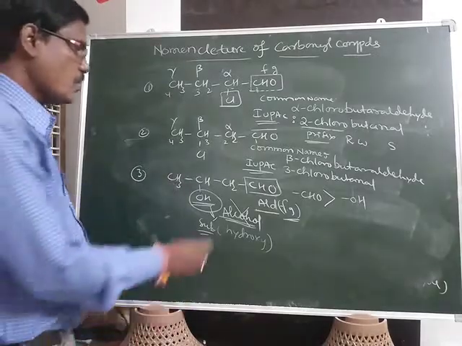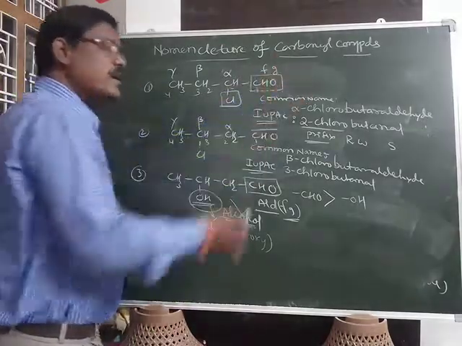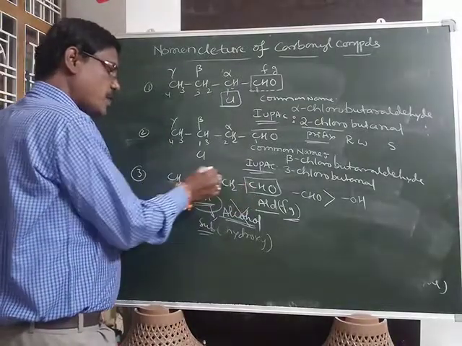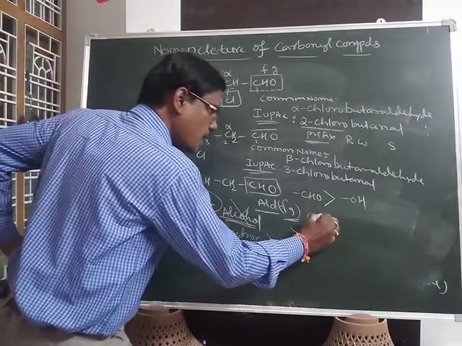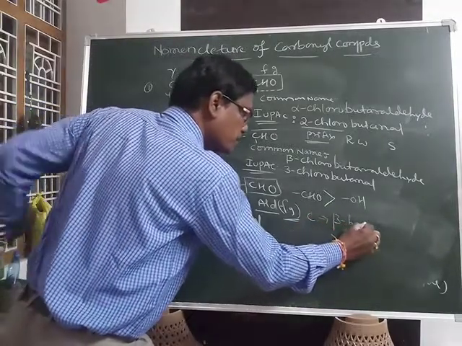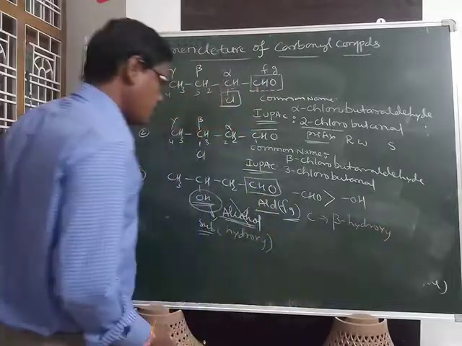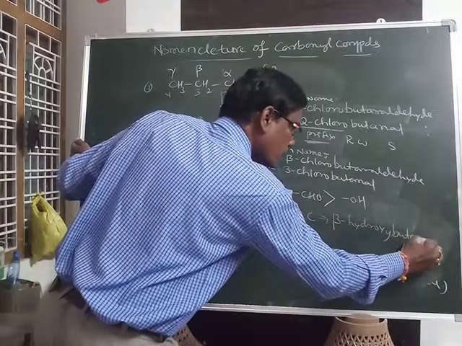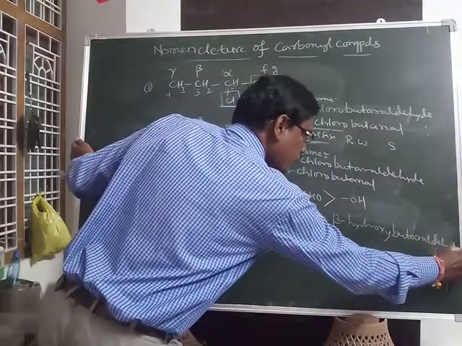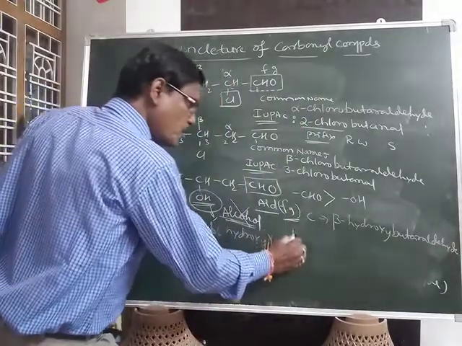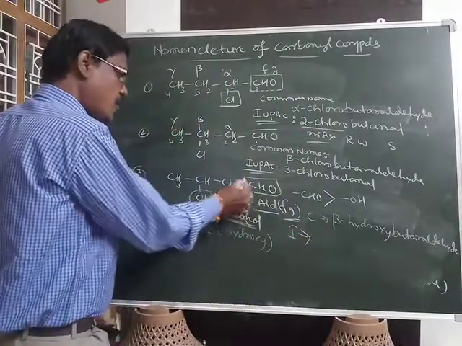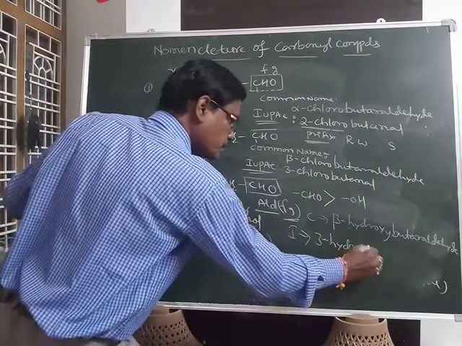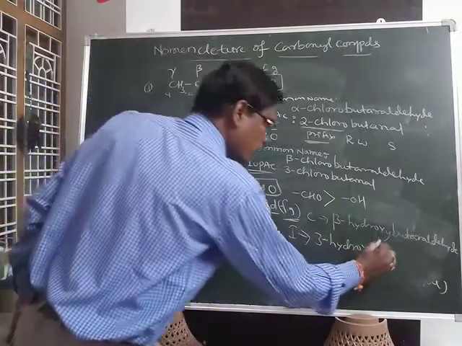According to the common name, this is the functional group, then alpha carbon, beta carbon. That's why the common name is beta hydroxy butyraldehyde. The IUPAC name: carbons 1, 2, 3, so 3-hydroxybutanal.